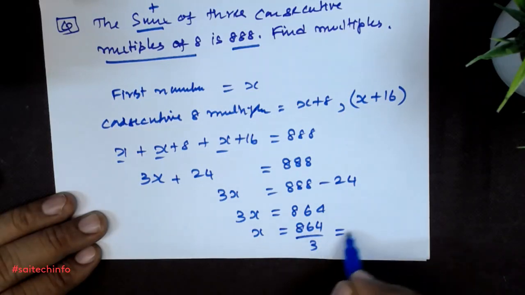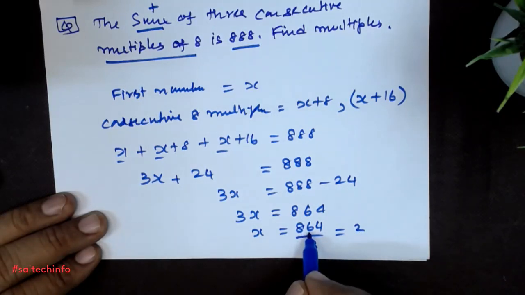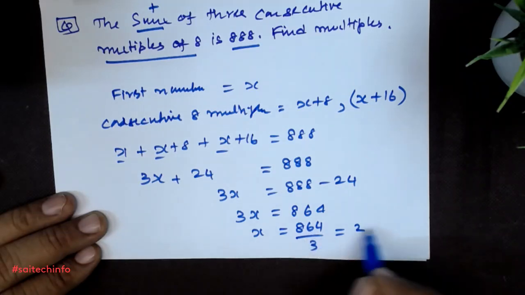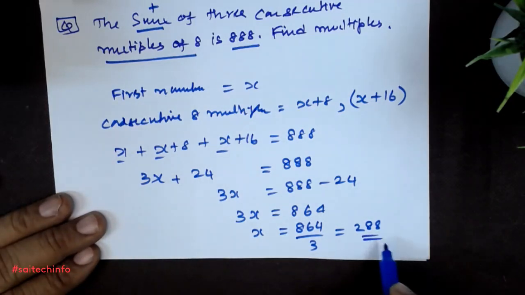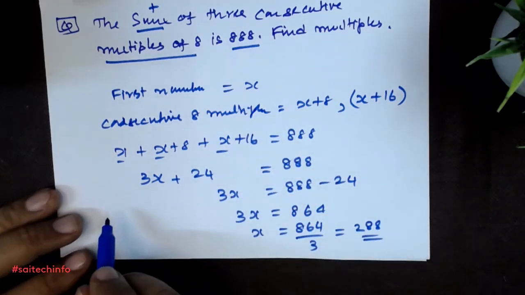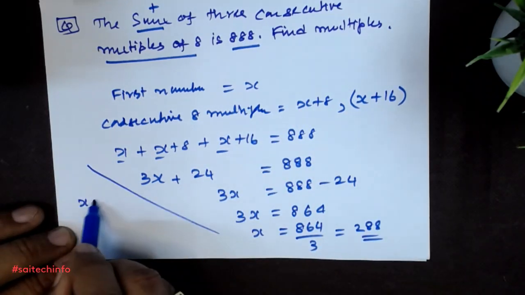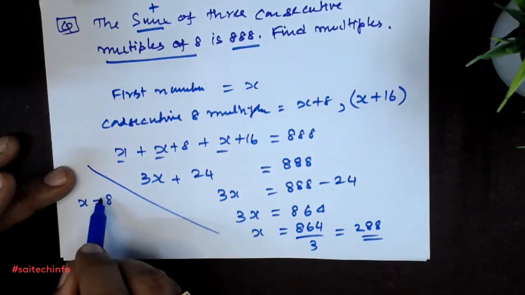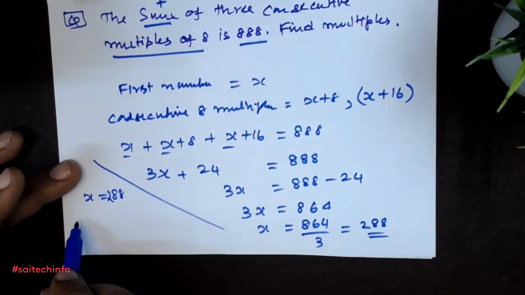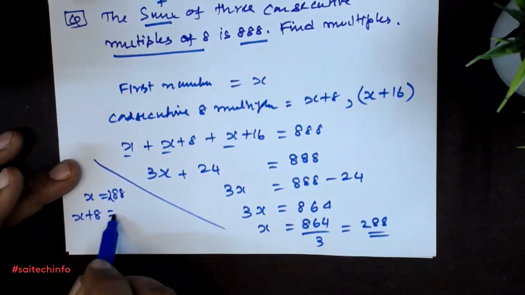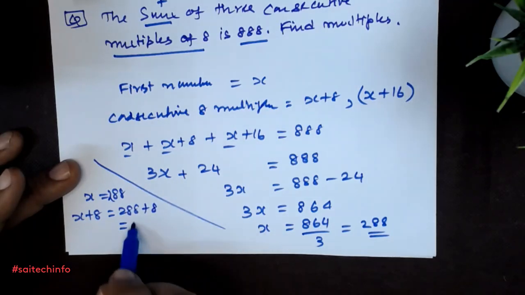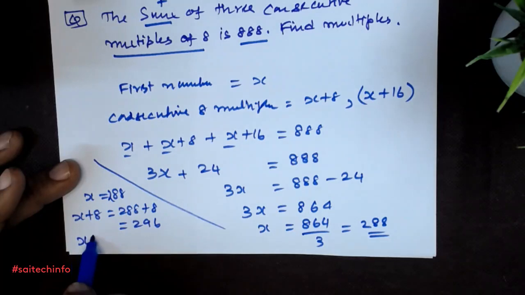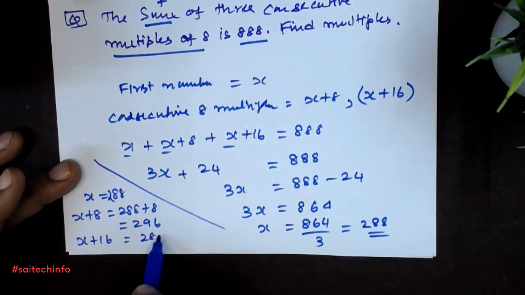So 2 3s are 6, balance 2, and then 8 3s are 24, balance 2, 8 3s are 24. So it should be 288. So x is equal to 288. And x plus 8 means 288 plus 8, that is 296.